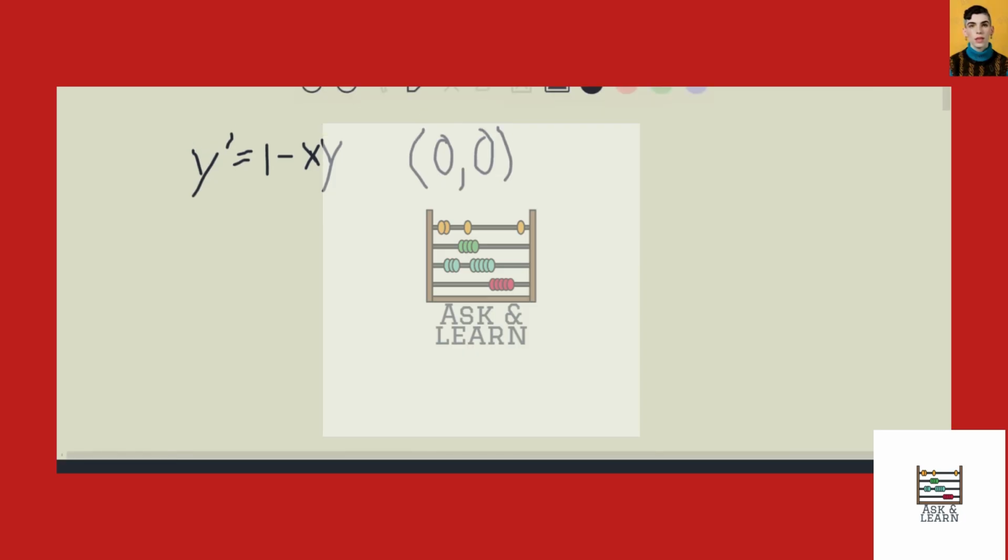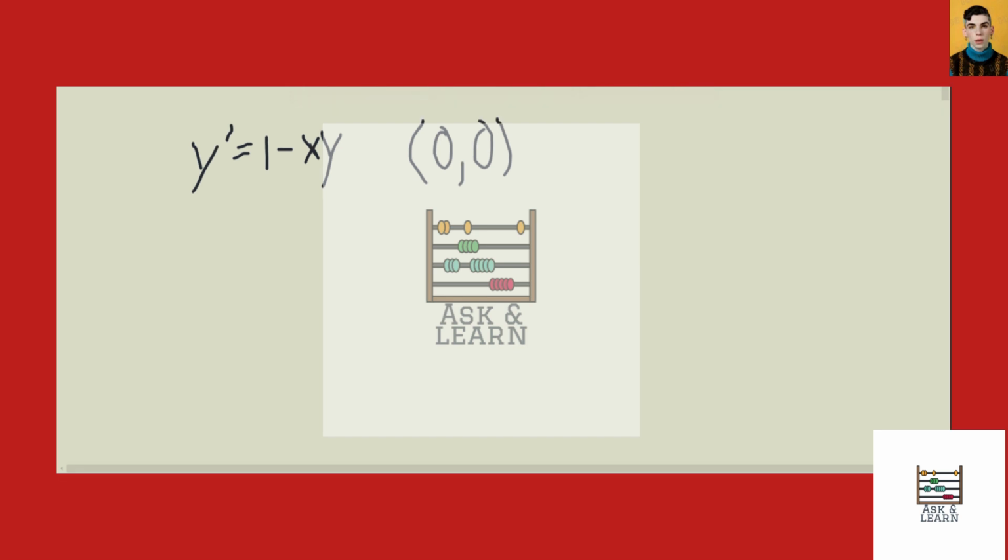We are given a differential equation and a point in the plane, and we are asked to find the slope field of this equation and the solution which contains this point. To find the slope field, first, the differential equation is y prime equals 1 minus xy.